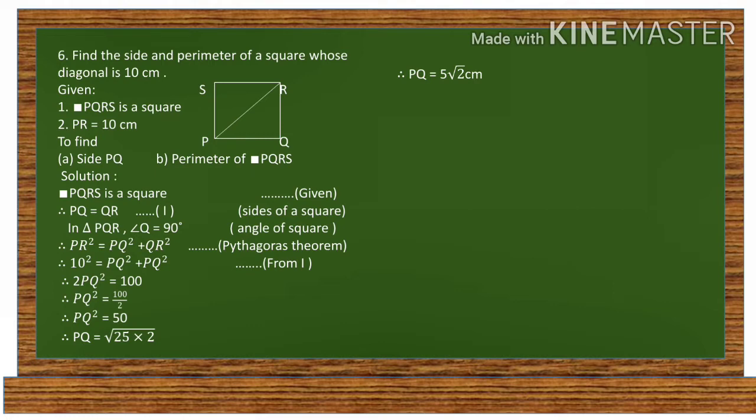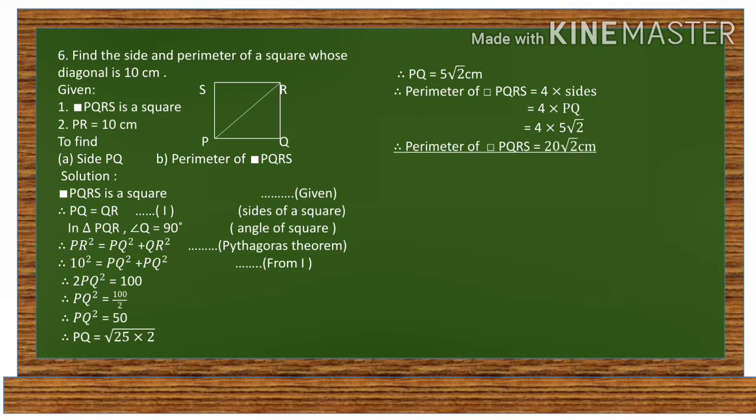Now, we have to find the perimeter of PQRS. Therefore, perimeter of quadrilateral PQRS is equal to 4 into side, which is 4 into PQ, which is 4 into 5 root 2. Therefore, perimeter of PQRS is equal to 20 root 2 centimeter.